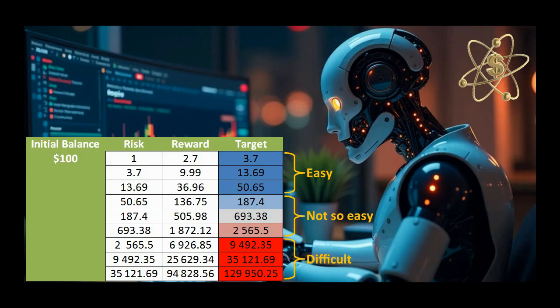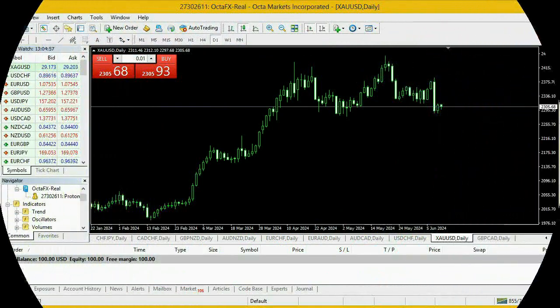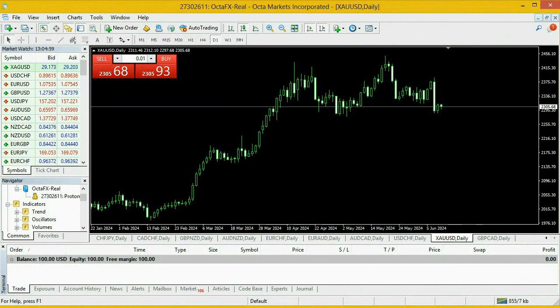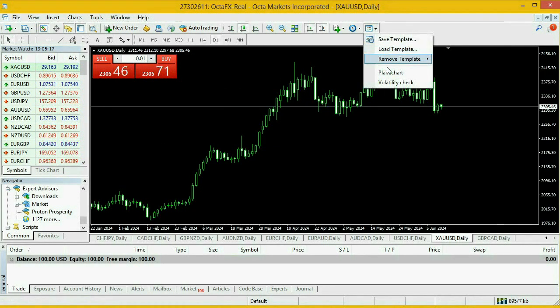Let's have a look at our first trade. This is obviously a live market and we have $100 in this account, which is a real account, as you can see. On ExpertAdvisors, this is our expert. But first we need to check for volatility to increase our chances for success.